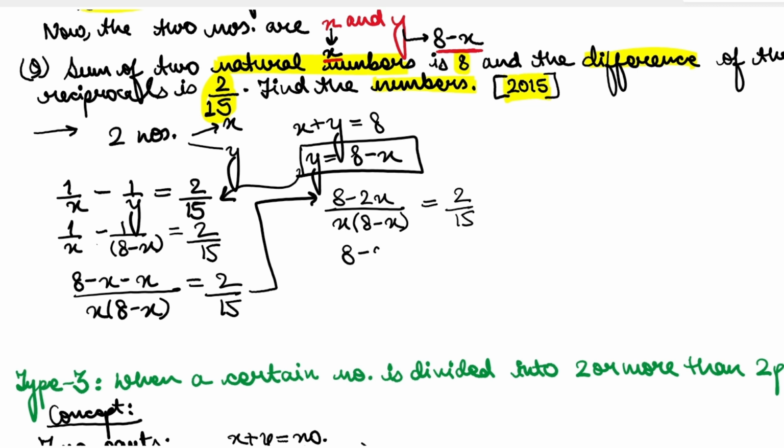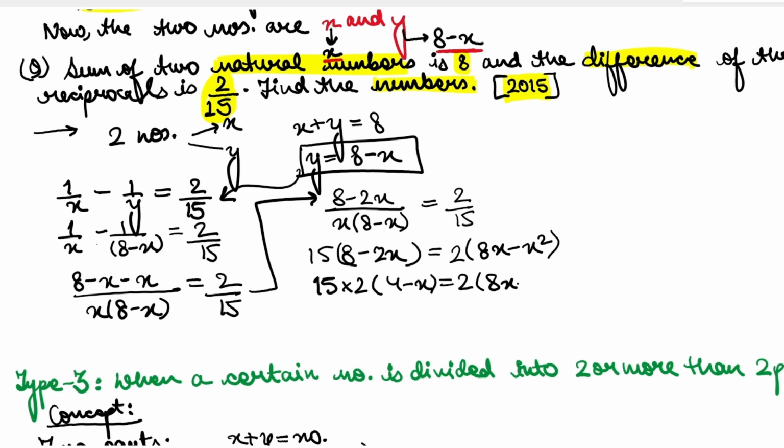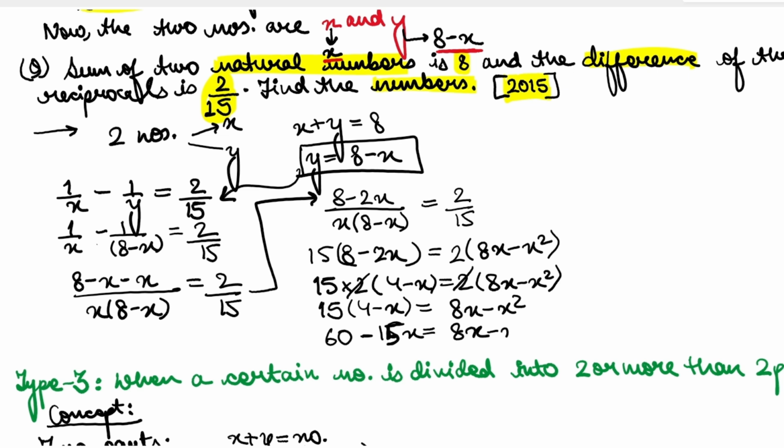So it becomes 8 minus 2x into 15 is equal to, cross multiply, 2 into 8x minus x square. Now we can take 2 as common, so you get 4 minus x is equal to 8x minus x square. 2 and 2 cancel. So we get 15 into 4 minus x is equal to 8x minus x square, which becomes 60 minus 15x is equal to 8x minus x square.